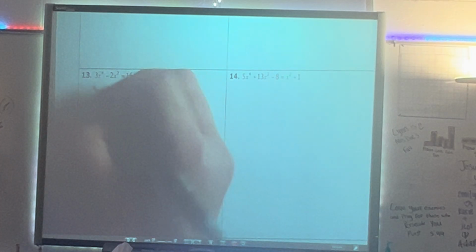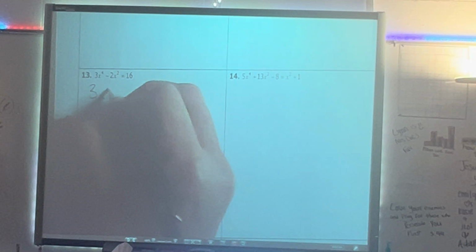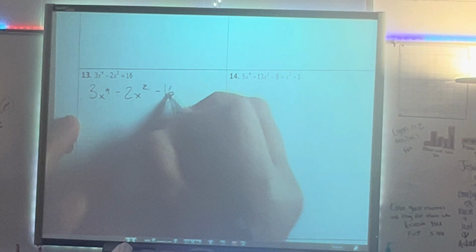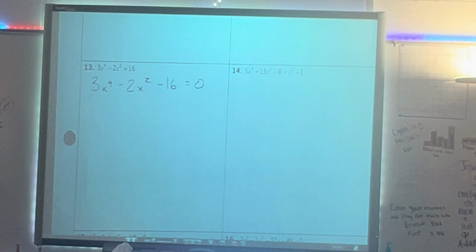I'm going to move the 16 over, so I've got 3x to the 4th minus 2x squared minus 16 equals 0. Okay, so this is going to work like a quadratic, yes? Okay, so if this was just x squared and x, what would you do? Because there's not a GCF that you can take out here, so what will we need to do?